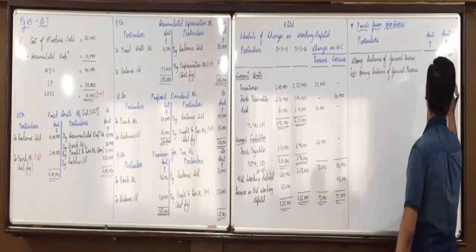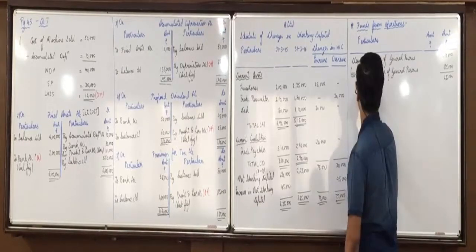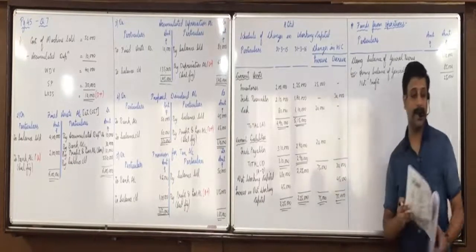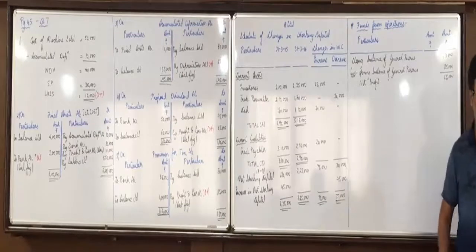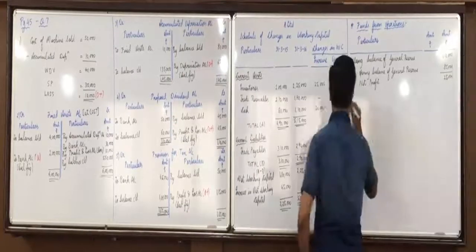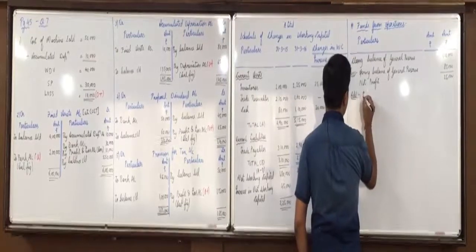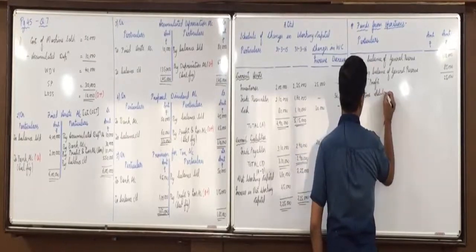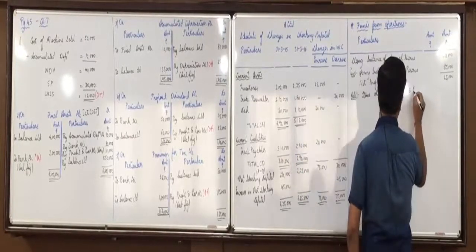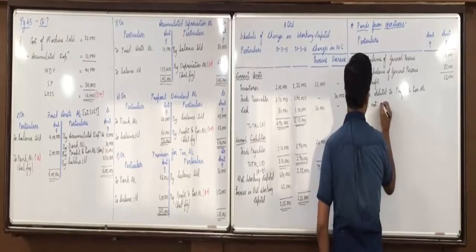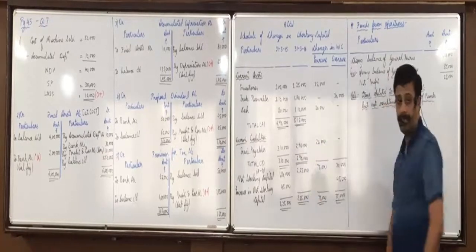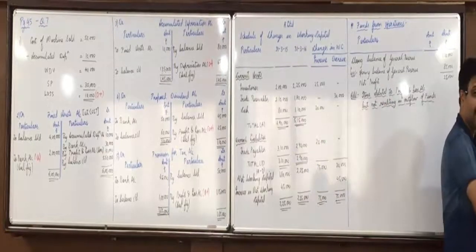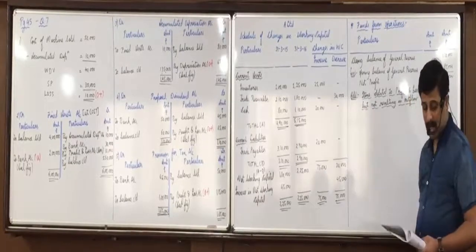So 25,000 is net profit during the year. Did everyone understand this? Any doubts in it? Now, items debited to profit and loss account but not resulting in outflow of funds. What items will come here? So tell me all the items.